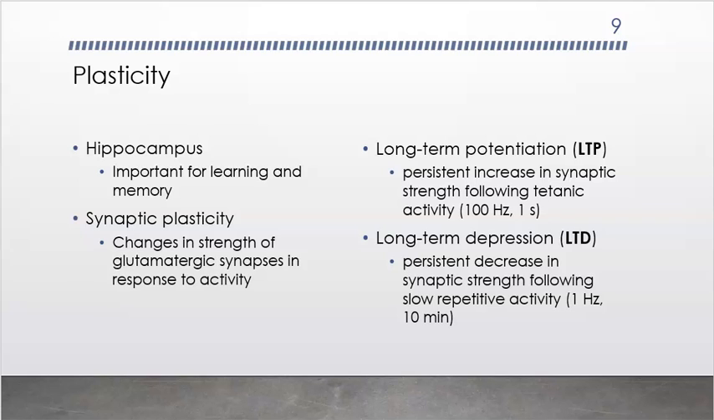Okay? There are two main types of plasticity. We've got long-term potentiation, or LTP, as I'll be calling it, which is a persistent increase in synaptic strength after lots of glutamatergic activity. And then we've got long-term depression, or LTD, which is a persistent decrease in synaptic strength following not so much activity of our glutamatergic synapses.